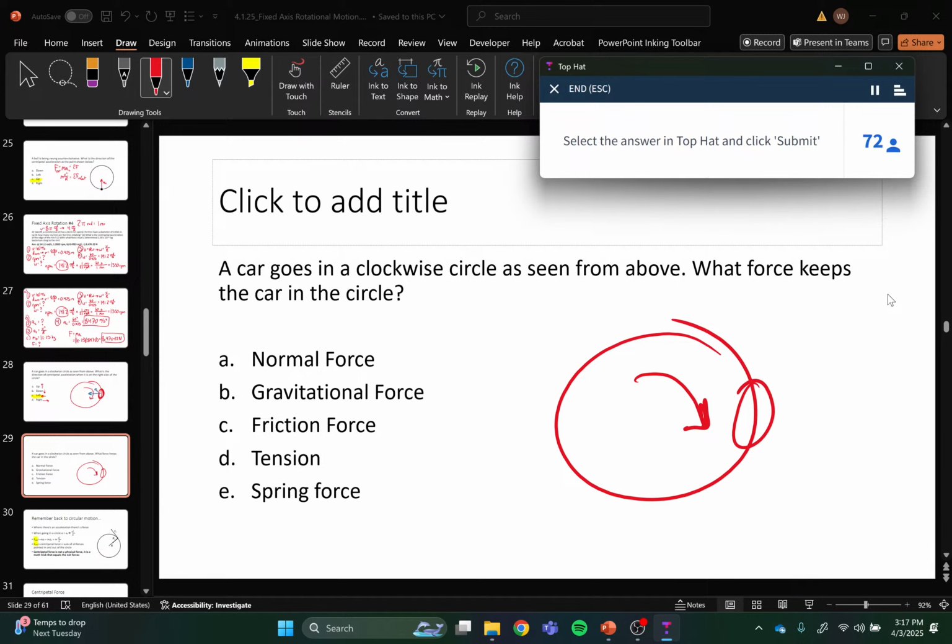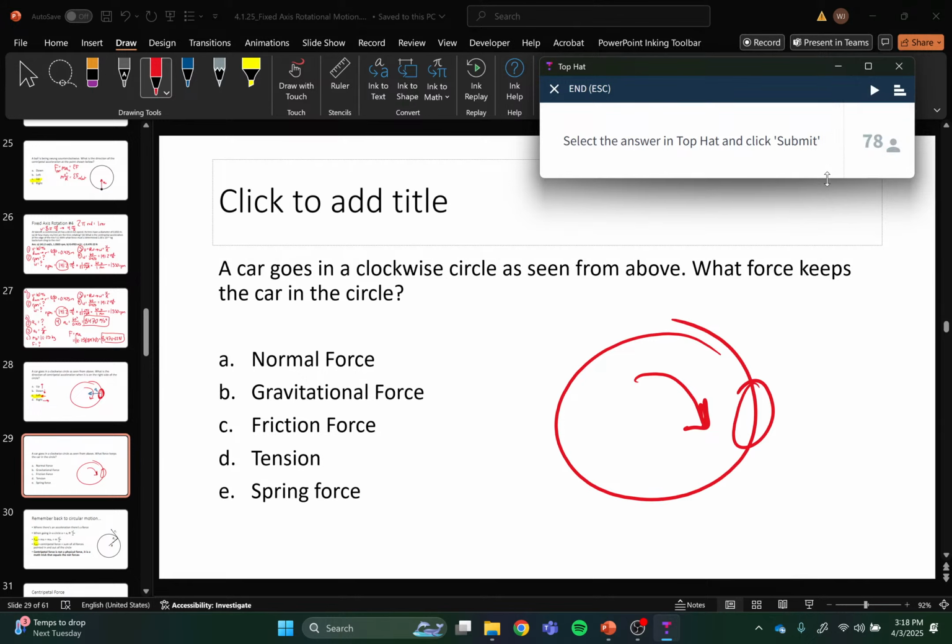All right, give you all like 10 more seconds. Again, we're looking at the car from above. You're looking down at the ground. All right, we'll close this one out in 5, 4, 3, 2, 1.